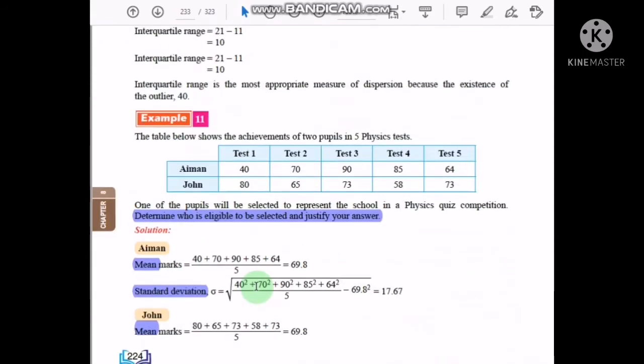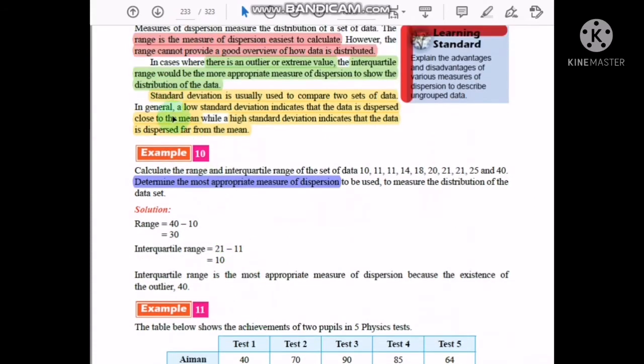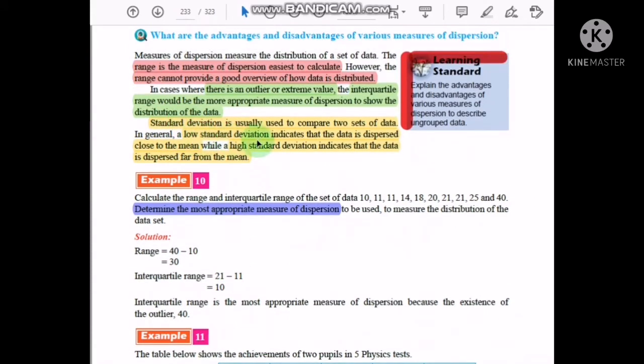Let's look back at our first learning. Low standard deviation indicates that the data is dispersed close to the mean. If the data is dispersed close to the mean, it means that the data is more accurate and consistent. Compared to high standard deviation, which indicates that the data is dispersed far from the mean. If it is far from the mean, it means that the data is not consistent and not accurate.